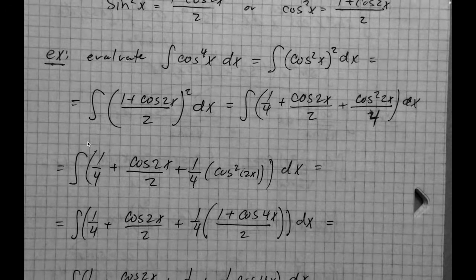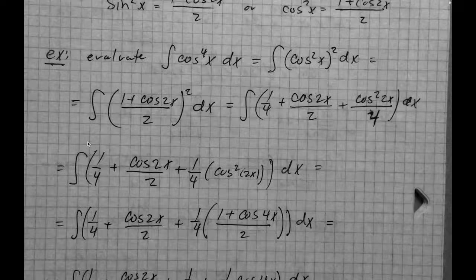Let's see. Yeah, that's good. Let's move on to secant and tangent. So the strategies will be similar. It's the same idea, but they're going to use different trigonometric identities, mainly a different Pythagorean identity. So let's see how this looks.